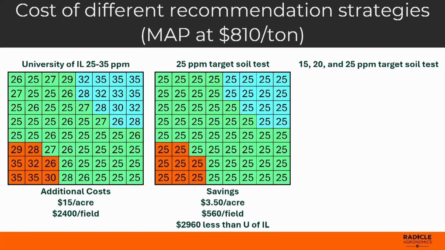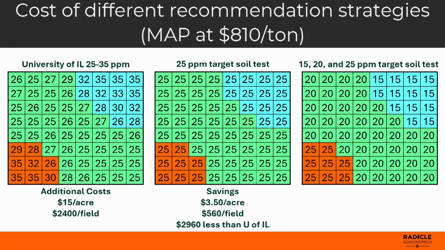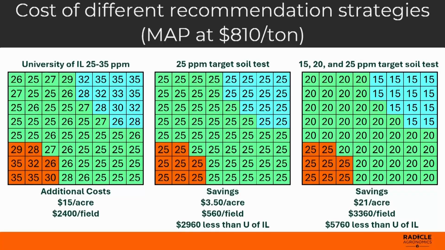Now let's say we have done some research and find out that in the lower areas you can have 15 parts per million. The drier areas, yes, that's where you want 25 parts per million, but in the green area you only need 20 parts per million. So now that's what my field would turn into. And I look at that and think, well, that looks a little more like precision soil fertility to me. And the other thing is, I'm saving $21 an acre, $3,360 per field. It's almost $6,000 less than the University of Illinois.